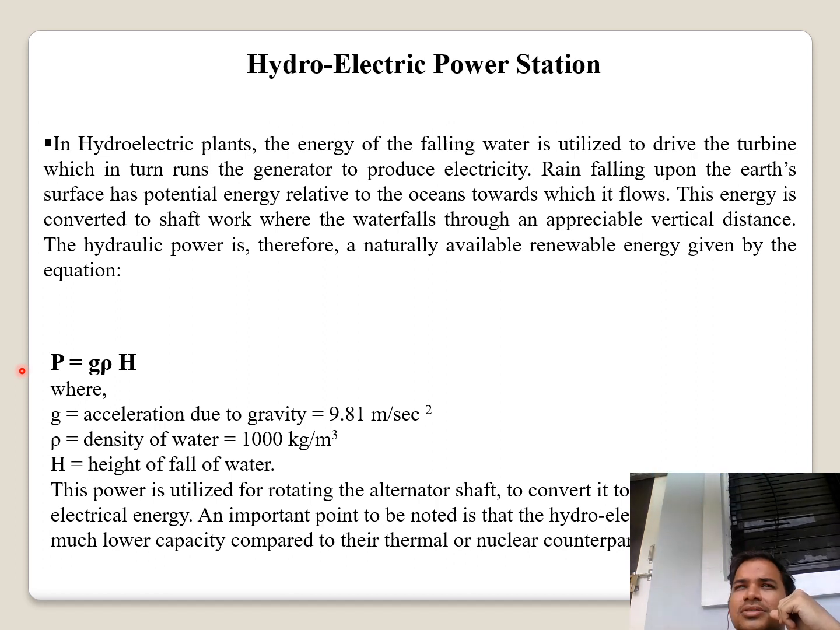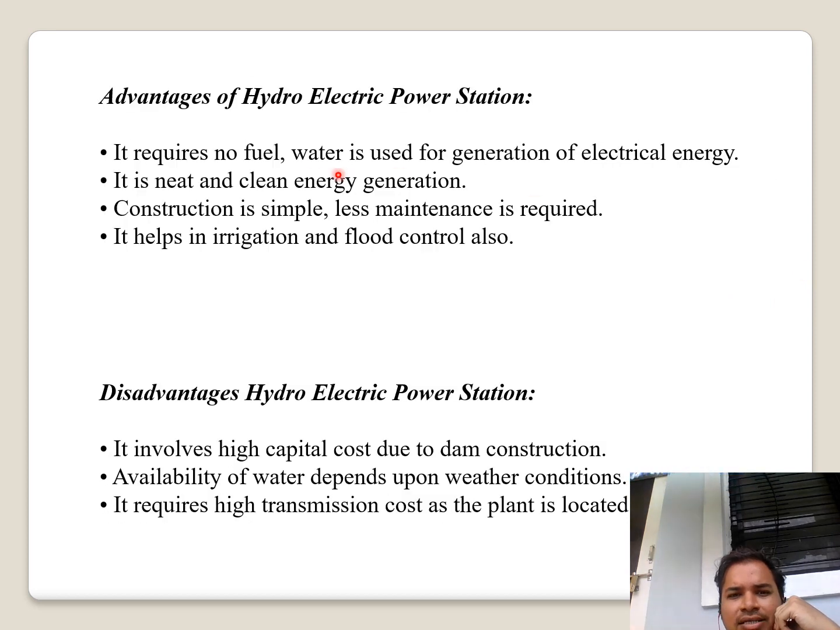So the construction of dams is also good. These are the things that a hydroelectric power plant has. So these are the things we learned. And moving on to the next slides, let's have a look at the advantages and disadvantages of this hydroelectric power station. First of all, a hydroelectric power station requires no fuel.